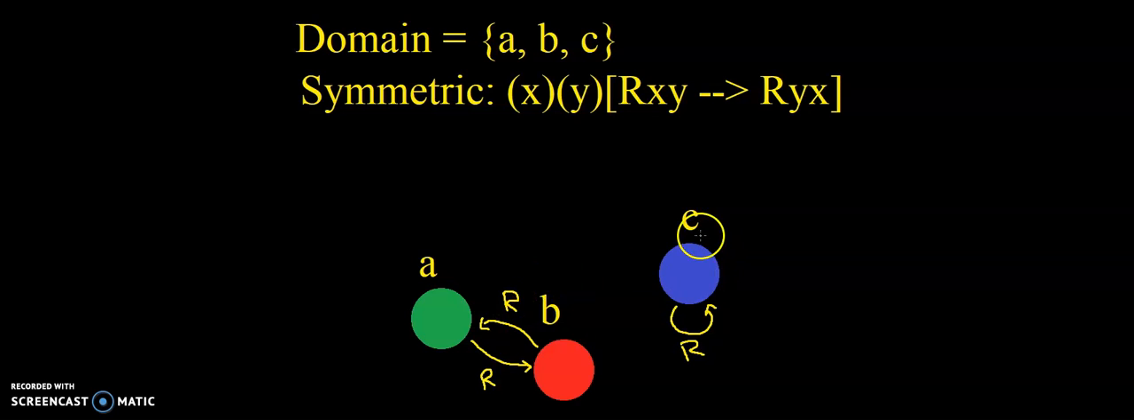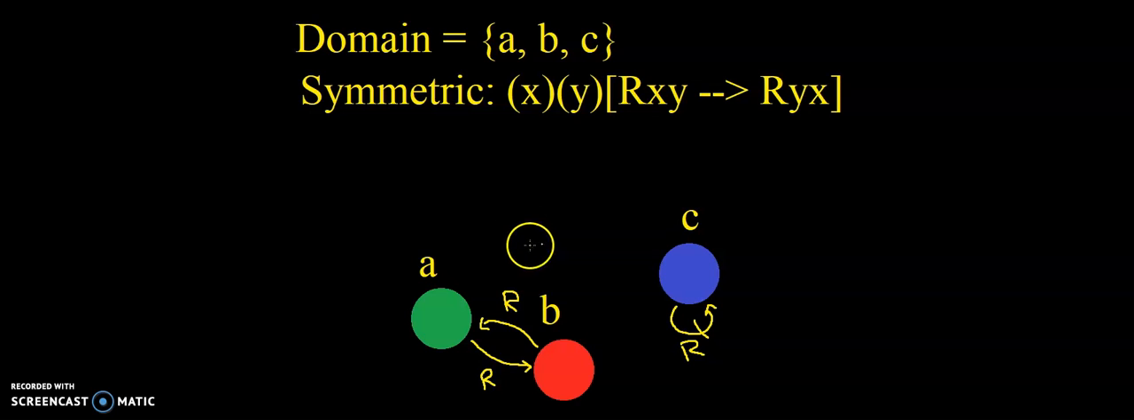So if we imagined a domain that had one object in it, just one, not three, and that object had R being borne to itself, then that relation would be symmetric on that domain. Similarly, if you had a one object domain and it didn't have R being borne to itself, that would also be symmetric. Because in order for it to not be symmetric, you would have to have at least one thing for which this failed.